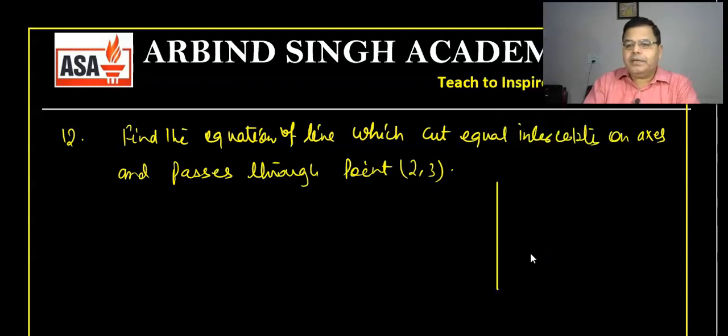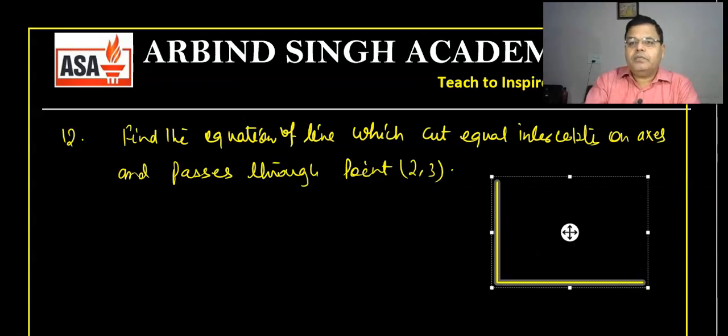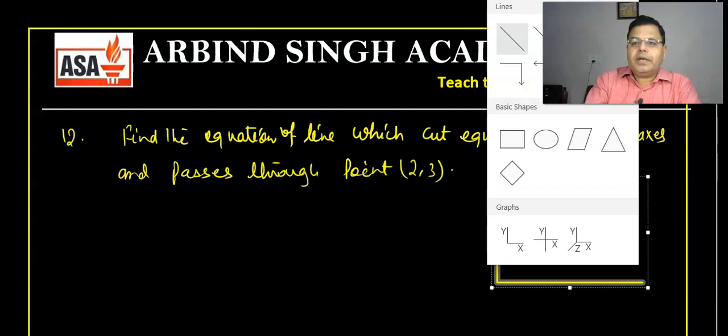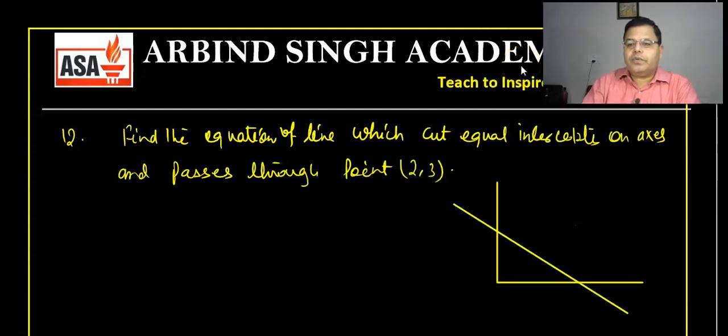Here is a line and this line passes through (2, 3). The line passes through (2, 3) and makes intercepts. This is the x-axis, this one is the y-axis, this one is the origin, and this is a line which will pass through this, and it will also pass through (2, 3). This is a point, say. So equal intercepts means this and this are equal, so intercepts are equal.